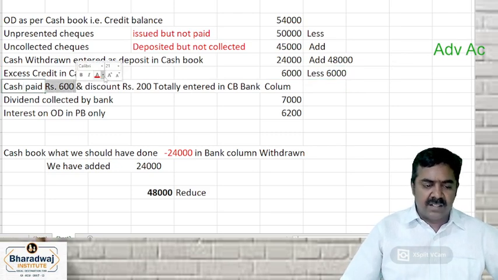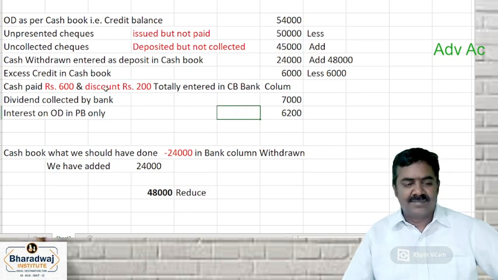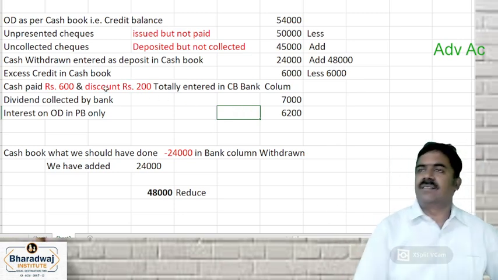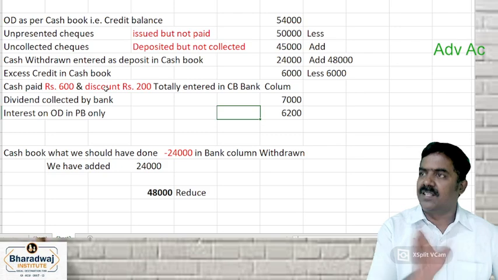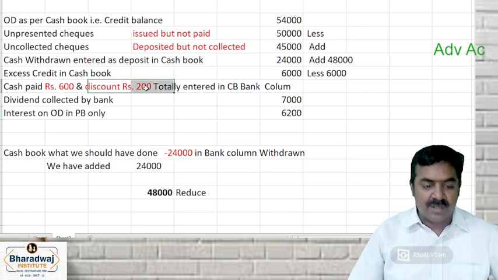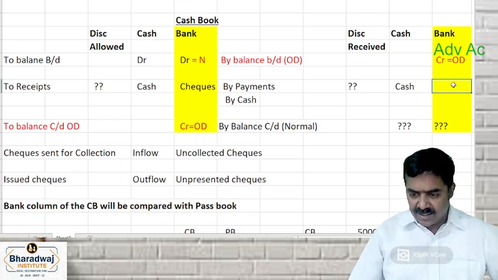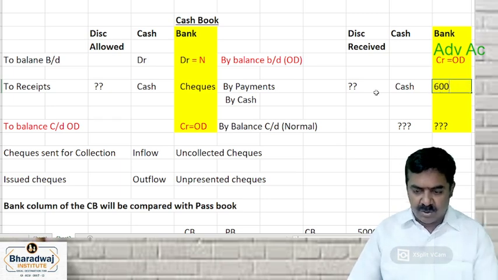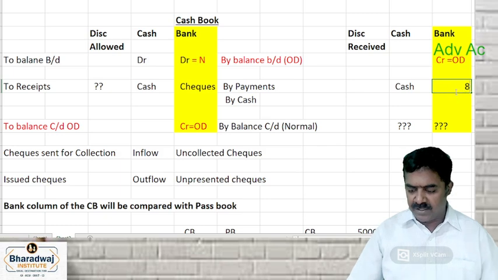Cash paid is 600. Discount how much? 200. But totally we entered in the cash book bank column. When you pay cash, how much should you enter? 600. We are the customer. We should have entered 600 in the payment side. But we entered this 200 also in the payment column. Actually the discount should have been entered in the discount column. But we made the entry for 800 rupees.